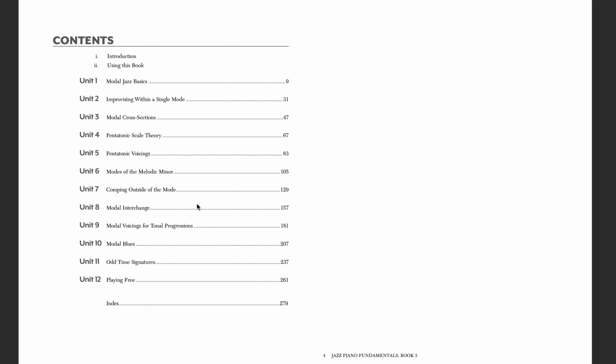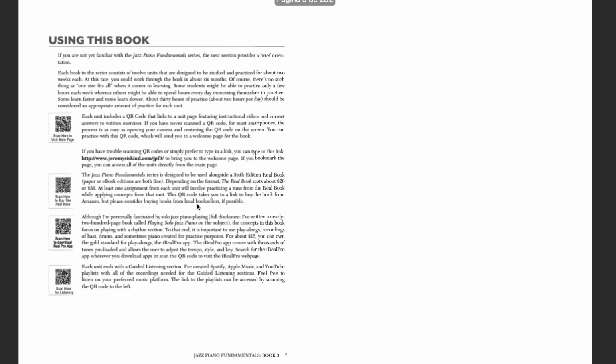So here's our table of contents: modal jazz basics, improvising within a single mode, modal cross sections, pentatonic scale theory, pentatonic voicings, modes of the melodic minor scale, comping outside of the mode, modal interchange, modal voicings for tonal progressions, modal blues, odd time signatures, and playing free are the main chapter titles.